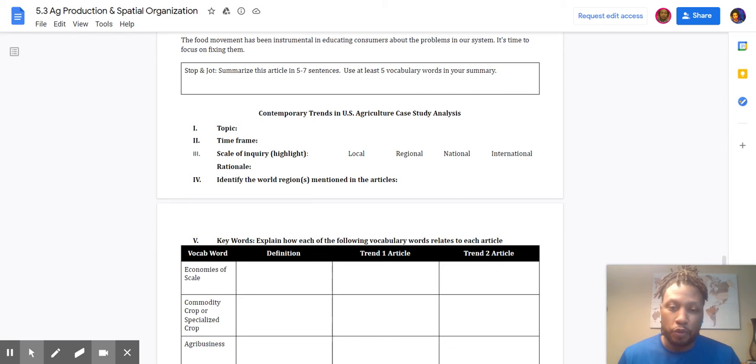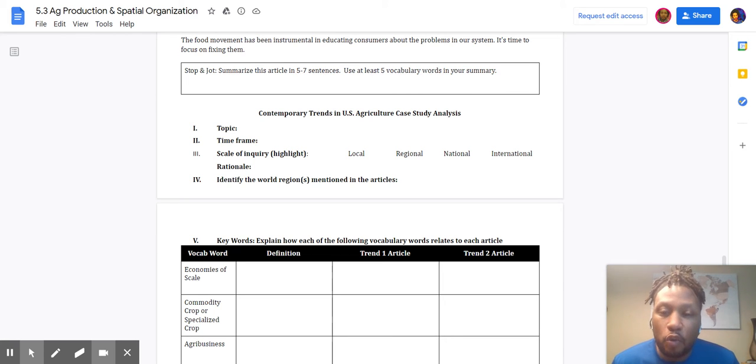Scale of inquiry: local, regional, national, international. In other words, what you've read, is it local, regional, national, or international? And then, of course, you want to provide your rationale. The rationale is important because you might look at something and say, Mr. Watson, this is 100% local. Okay, give me your rationale. It might be local. Someone else might look at the same thing and say, nah, this is national. Give me your rationale. It might be national.